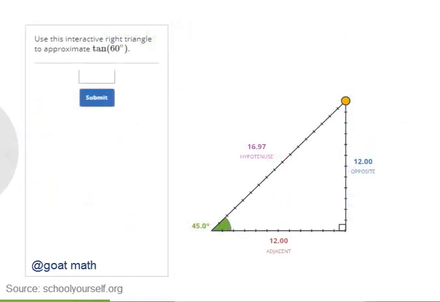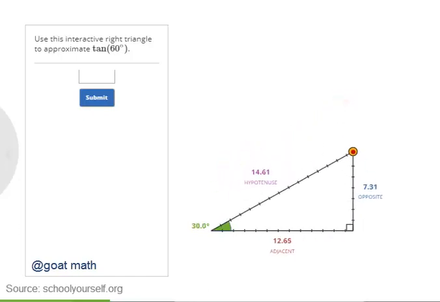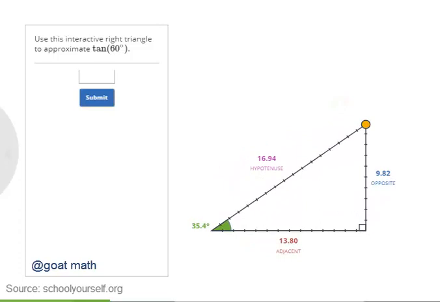So now it's time for you to calculate the tangent of an angle using this interactive right triangle. You can drag around this corner in the upper right to make any right triangle you want. As you move the corner, you'll be changing this angle down here. Also shown here are the lengths of the hypotenuse, opposite, and adjacent sides of this triangle. So try using this interactive right triangle to find the approximate value of the tangent of 60 degrees. And if you're not sure how to get started, feel free to ask for a hint.